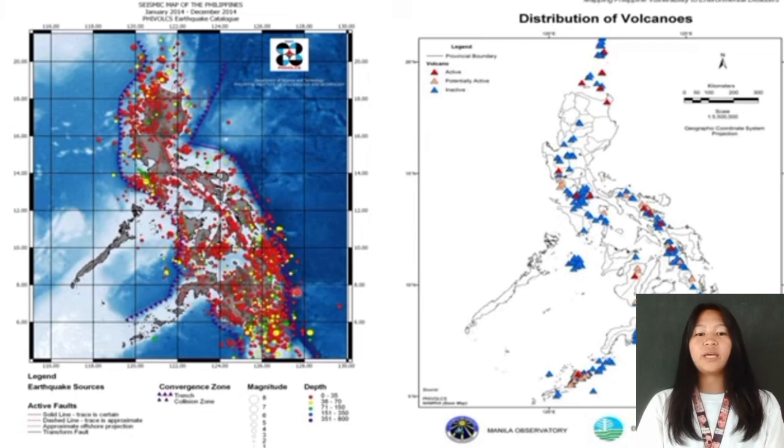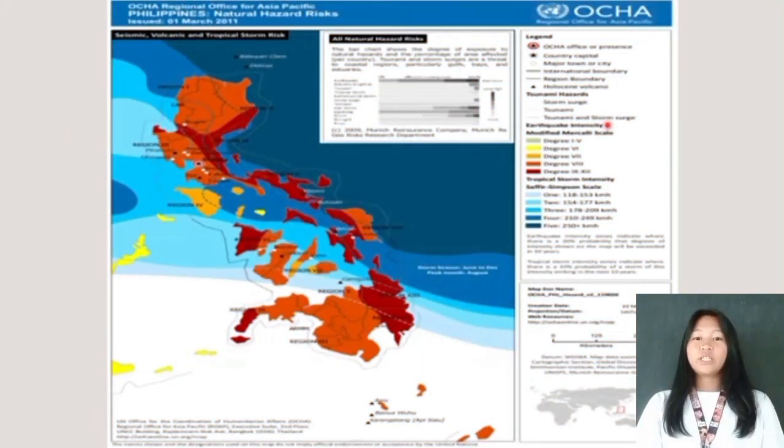The next map, okay, this is the general map showing the chance of having different hazards in every province in the country. Okay, so the color red means you have a higher chance of having a hazard, and the lighter the color, the lower the chance that you will have a hazard or disaster in your province.